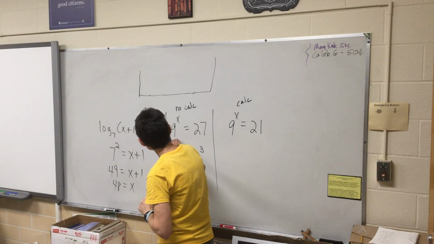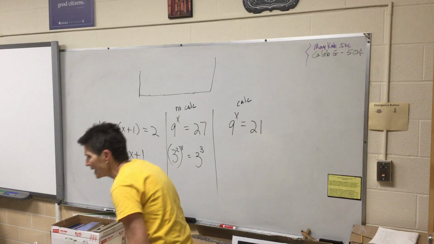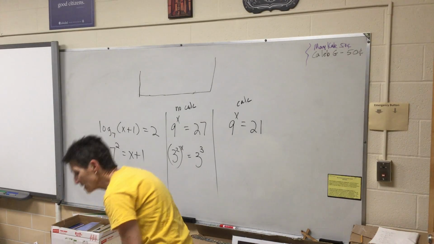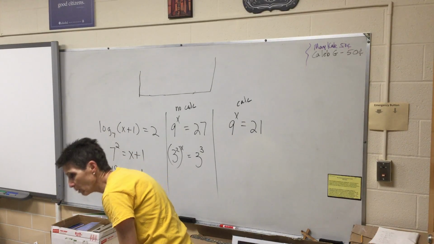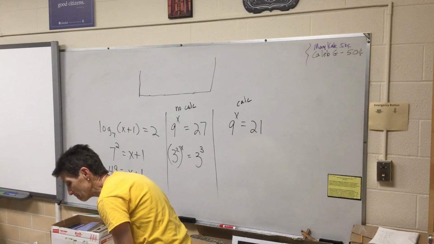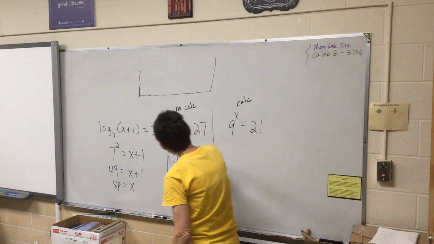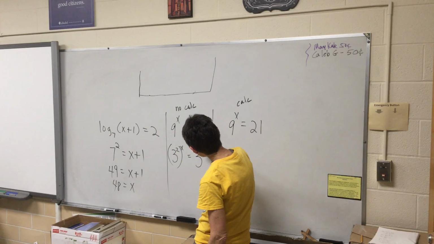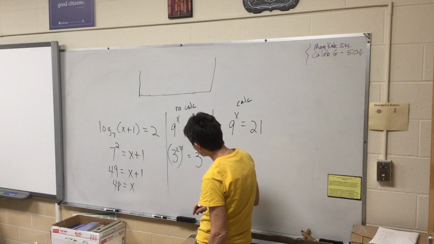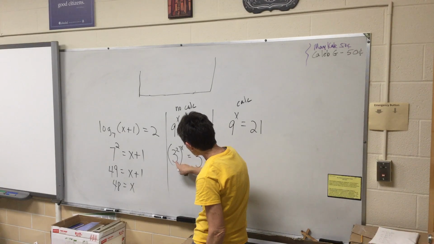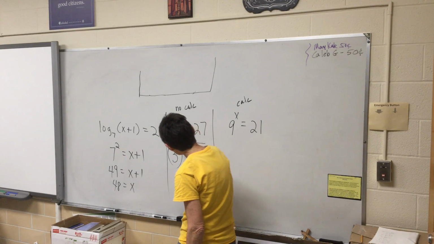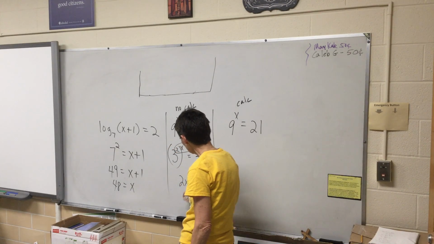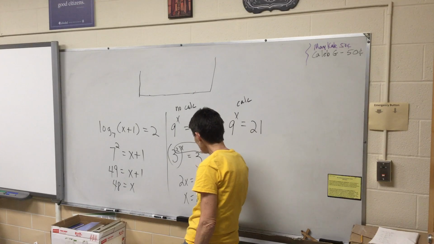So the same relationship would exist between, let's say, 4 and 8, because 4 and 8 are both powers of 2. Once you have changed 9 into 3 squared, and you change 27 into 3 cubed, since these are both 3's, you can set the exponents equal to each other, and x equals 3 halves.